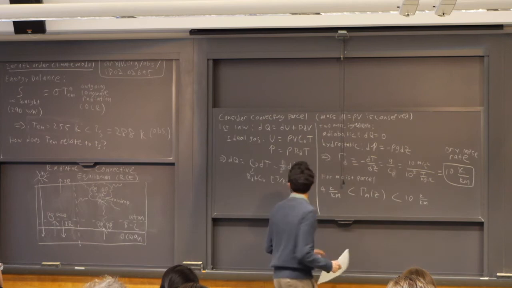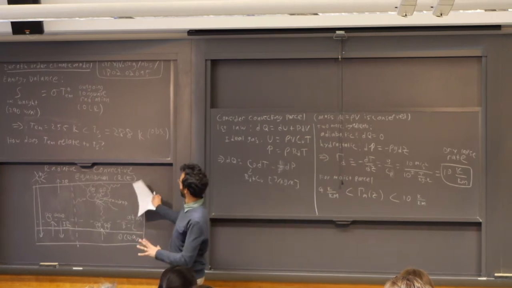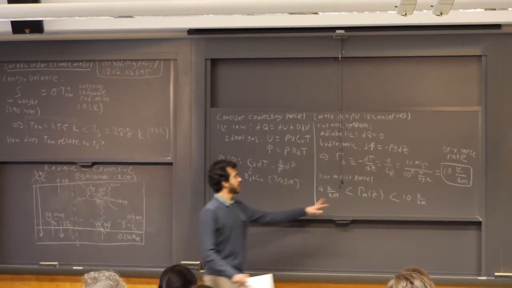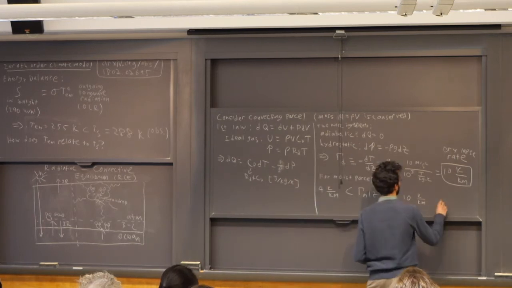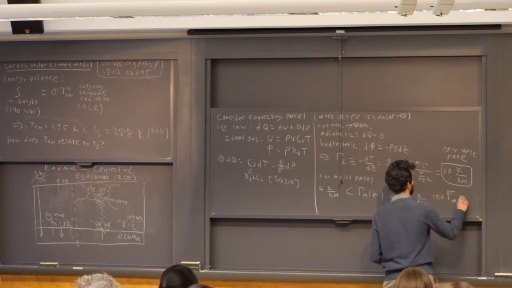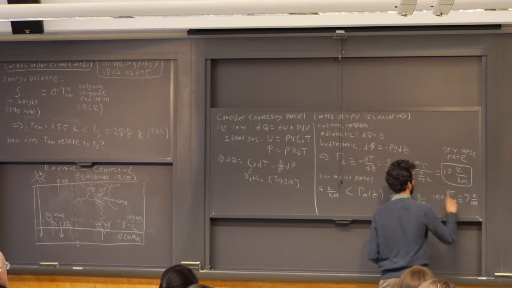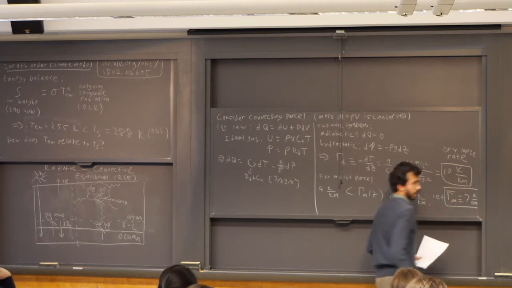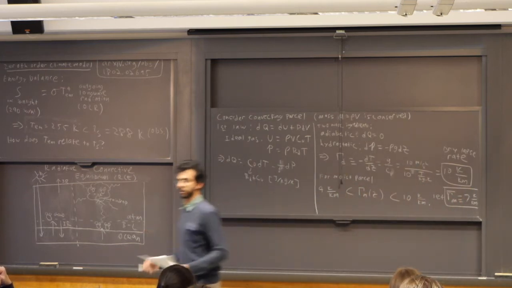So what we'll do, in terms of trying to build a simple quantitative model of RCE, is we'll just take an average. So we'll let gamma M bar be 7 Kelvin per kilometer. And that'll just be an average typical value that we use.